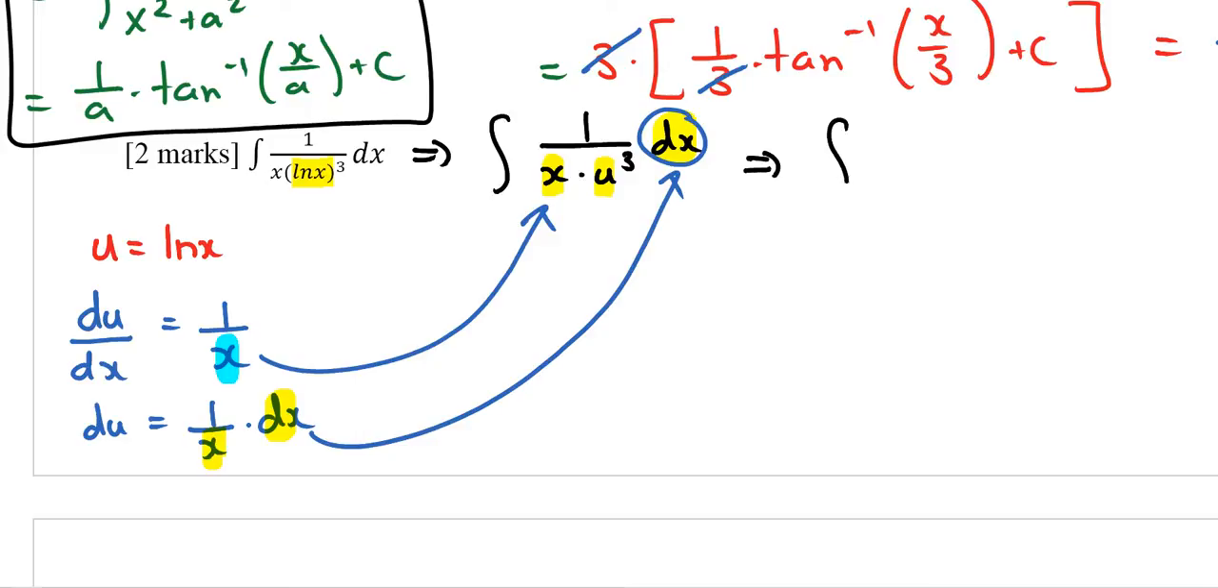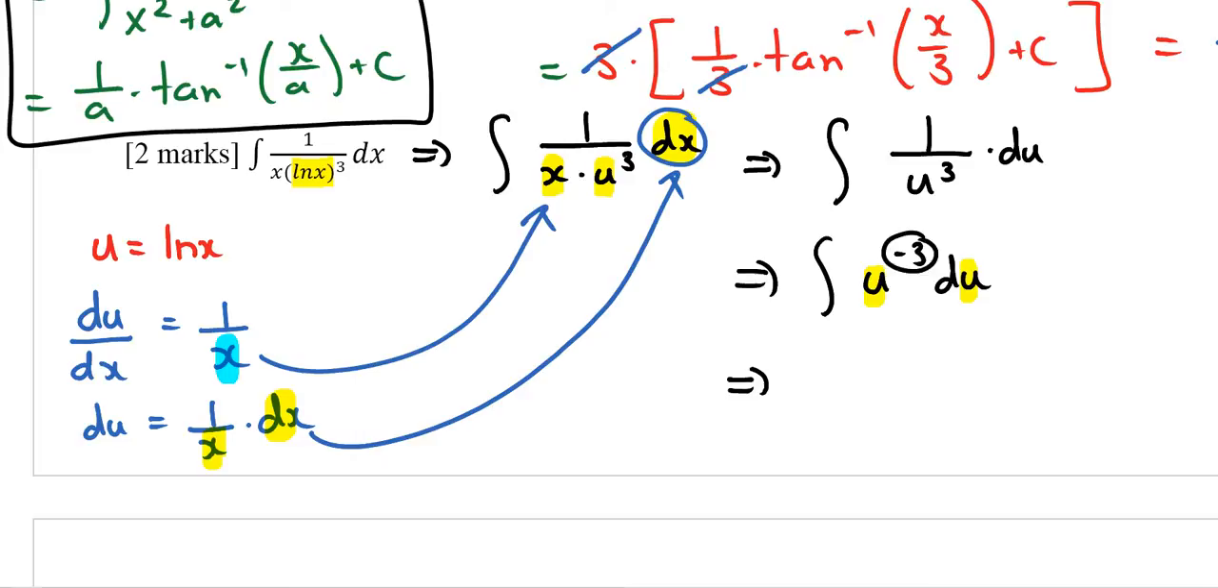This will be the integral of 1 over u cubed times du, which is the same thing as the integral of u to the power of minus 3 du. Notice I have a u here and a u there. That means I'm in a pretty good situation now to take the antiderivative. So let's just add 1 to my exponent here. So this will be u to the power of -2 divided by -2 plus c.